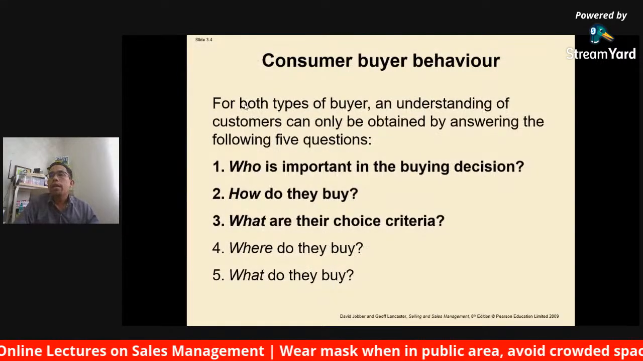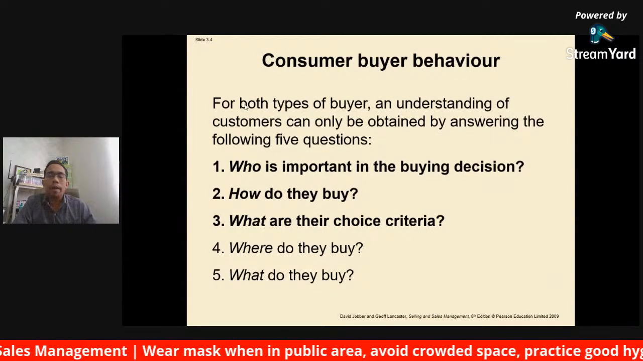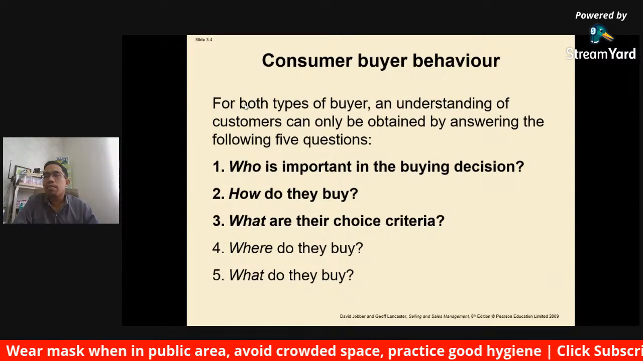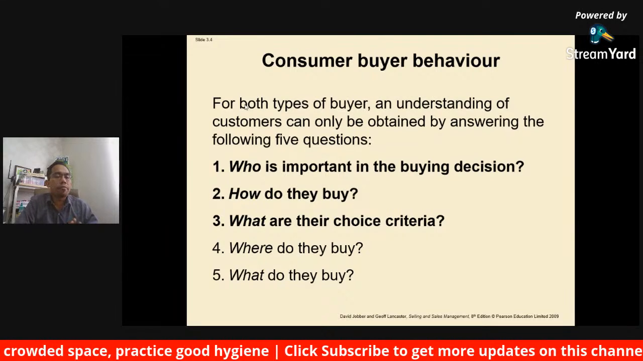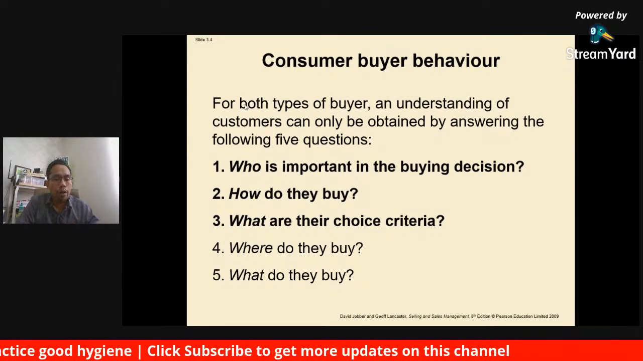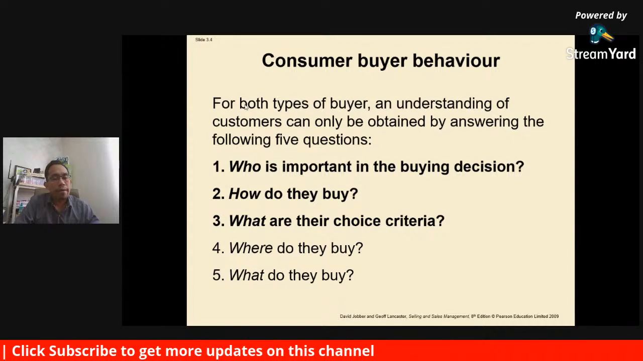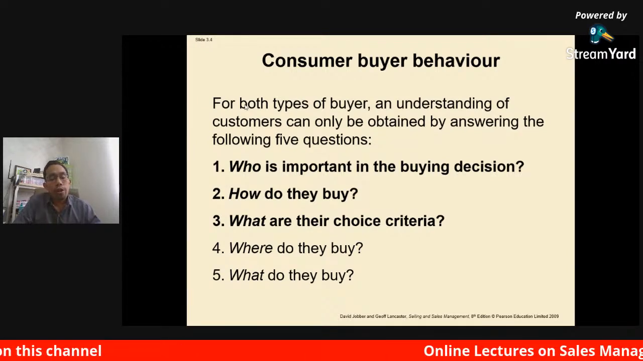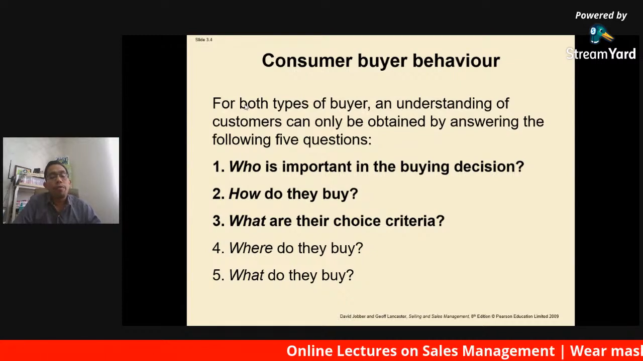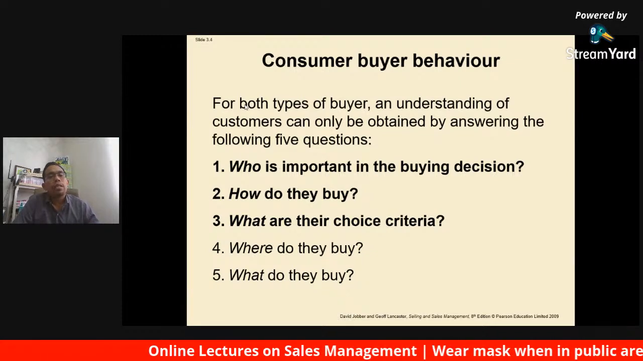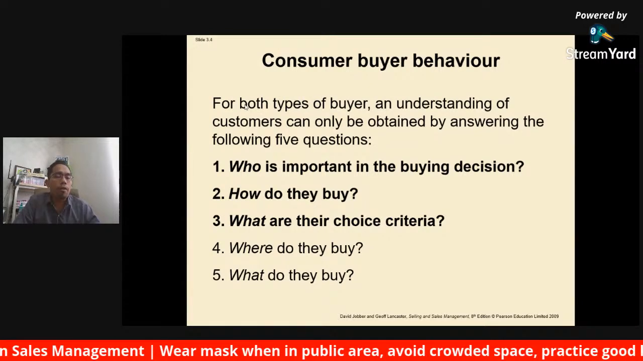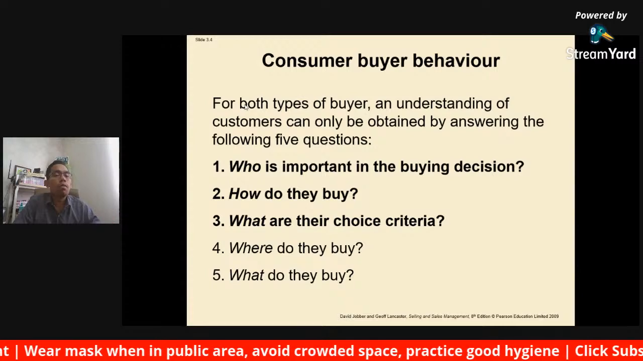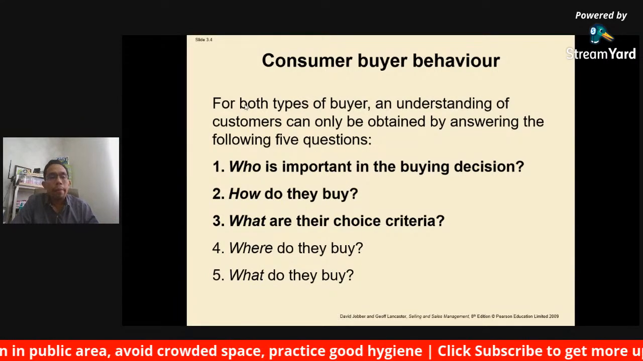All right, consumer buyer behavior for both types of buyer. An understanding of the customer can only be obtained by answering the following 5 questions. Normally 5 questions, you may have more. You can have more than 5, depending on your requirement, or the factors that drive you to buy a product. First, who is important in the buying decision? Who is the key person involved, and how do they buy the product?